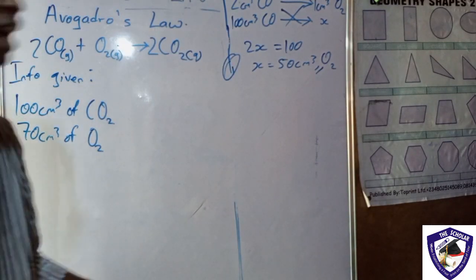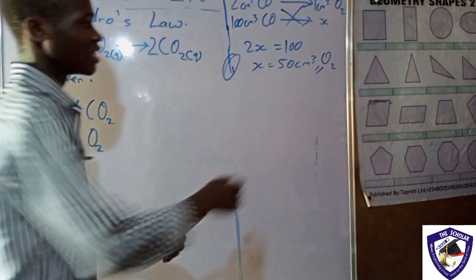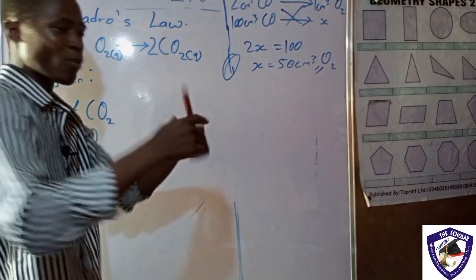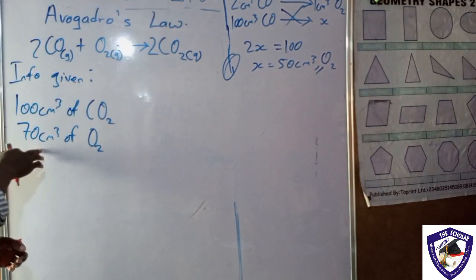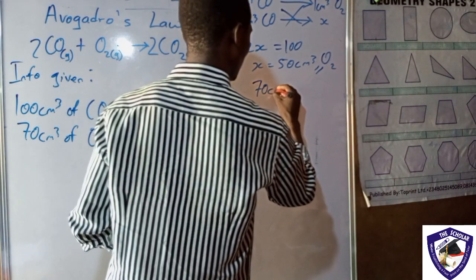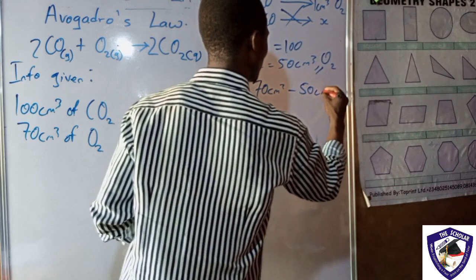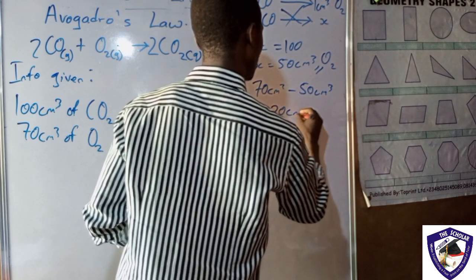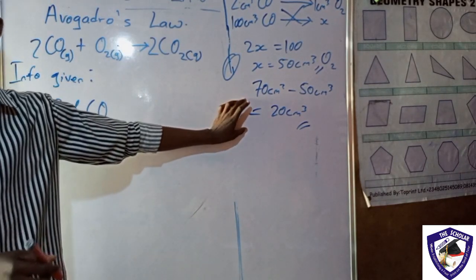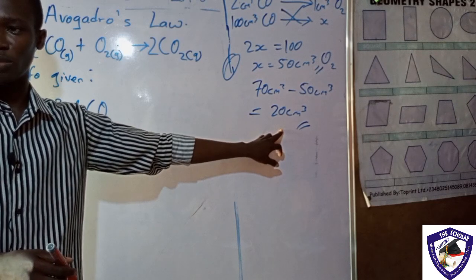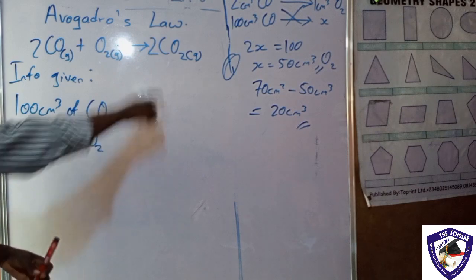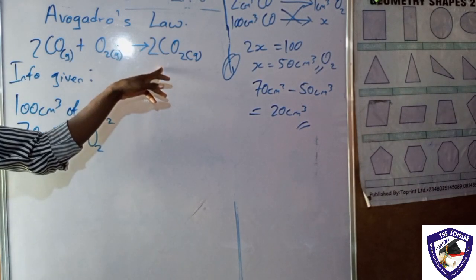Now, if a question asks you what gas is in excess, the gas in excess is what? Oxygen. And by how much? With the 70 centimeter cube that was given and 50, we have 70 centimeter cube minus 50 centimeter cube. That is 20 centimeter cube. This is the volume of the excess, 20 centimeter cube. Are you with me? Now we are going to calculate the volume of the product that was formed, which is carbon dioxide, CO2. Are you with me?